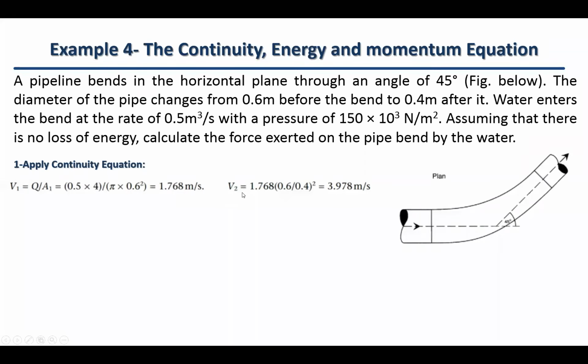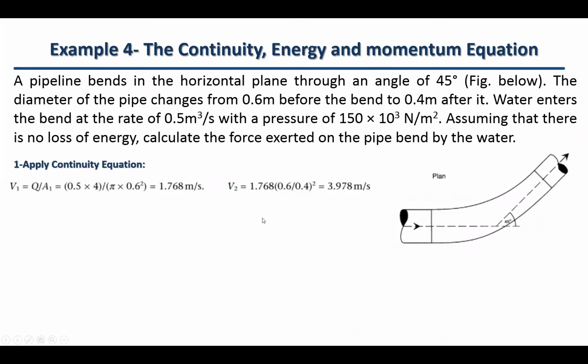Again, velocity V2 is calculated based on V1 A1 equal to V2 A2. Or you can use the same relationship, V2 is equal to Q over A2. It's completely the same. Eventually, the result is V2 is 3.978 meters per second. To understand this better, look at the previous examples, or you can use the first approach to calculate V2. So this is a relatively high speed.